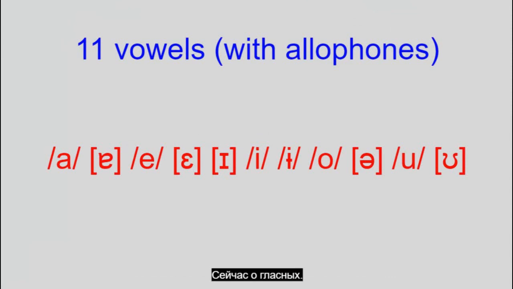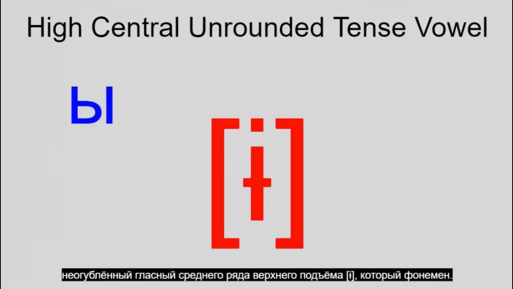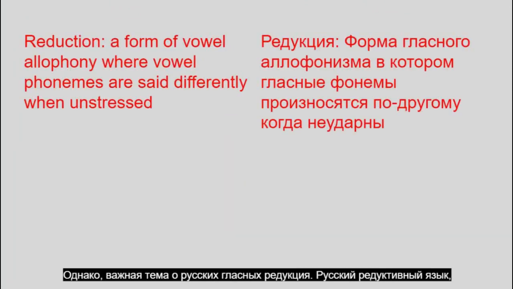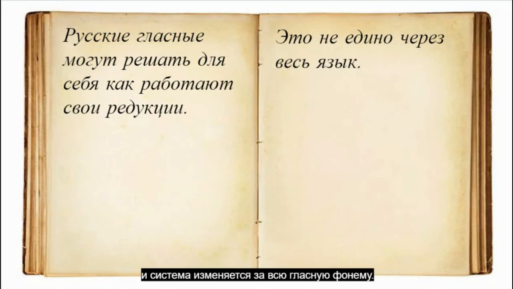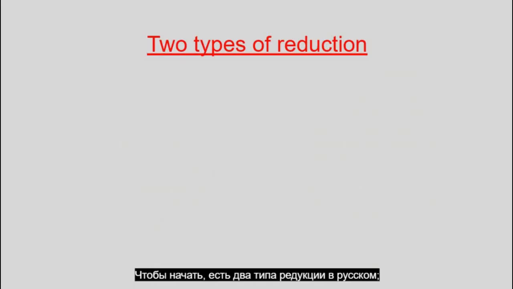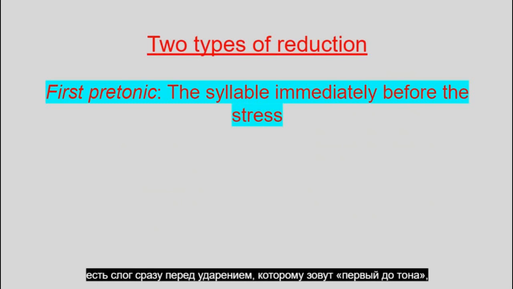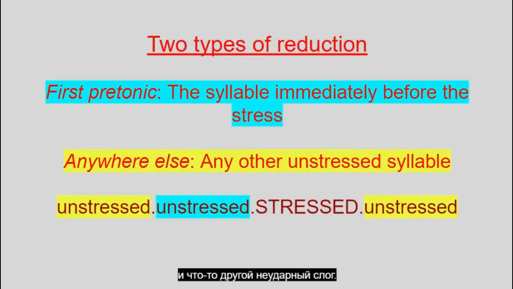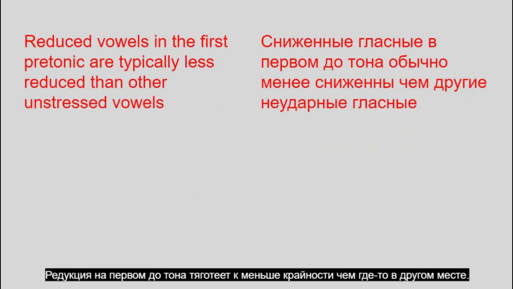Now on to vowels. The main vowel that learners of Russian struggle with is the high, central, unrounded tense vowel I, which is phonemic. However, the important topic regarding Russian vowels is reduction. Russian is a reductive language, and the system varies for each vowel phoneme. To start, there are 2 types of reduction in Russian. There's the syllable immediately before the stress, known as the first pretonic, and any other unstressed syllable. Reduction in the first pretonic tends to be less extreme than it is elsewhere.